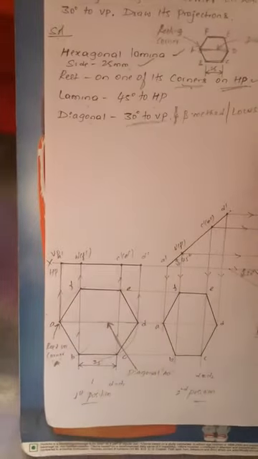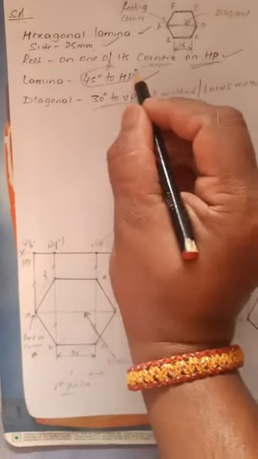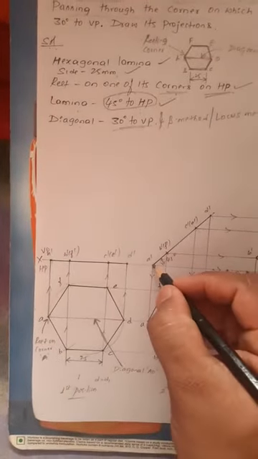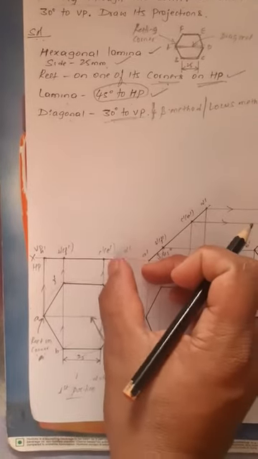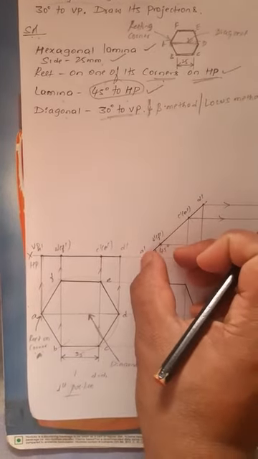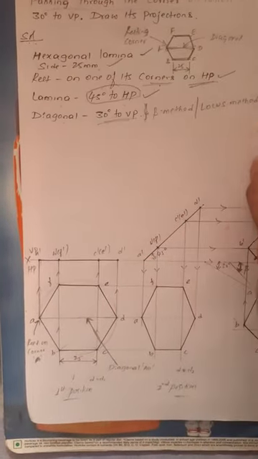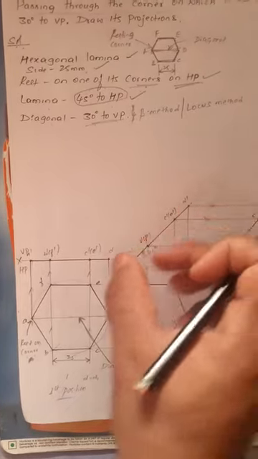What is the second condition? The lamina is at 45 degrees to HP. The diameter data given with respect to HP, I want to show in VP. Now it is resting on a corner A, right? Then take some distance here and mark the point A on the X line. Draw a 45 degree line. On the 45 degree line, just place this line over it. You know how to replace.